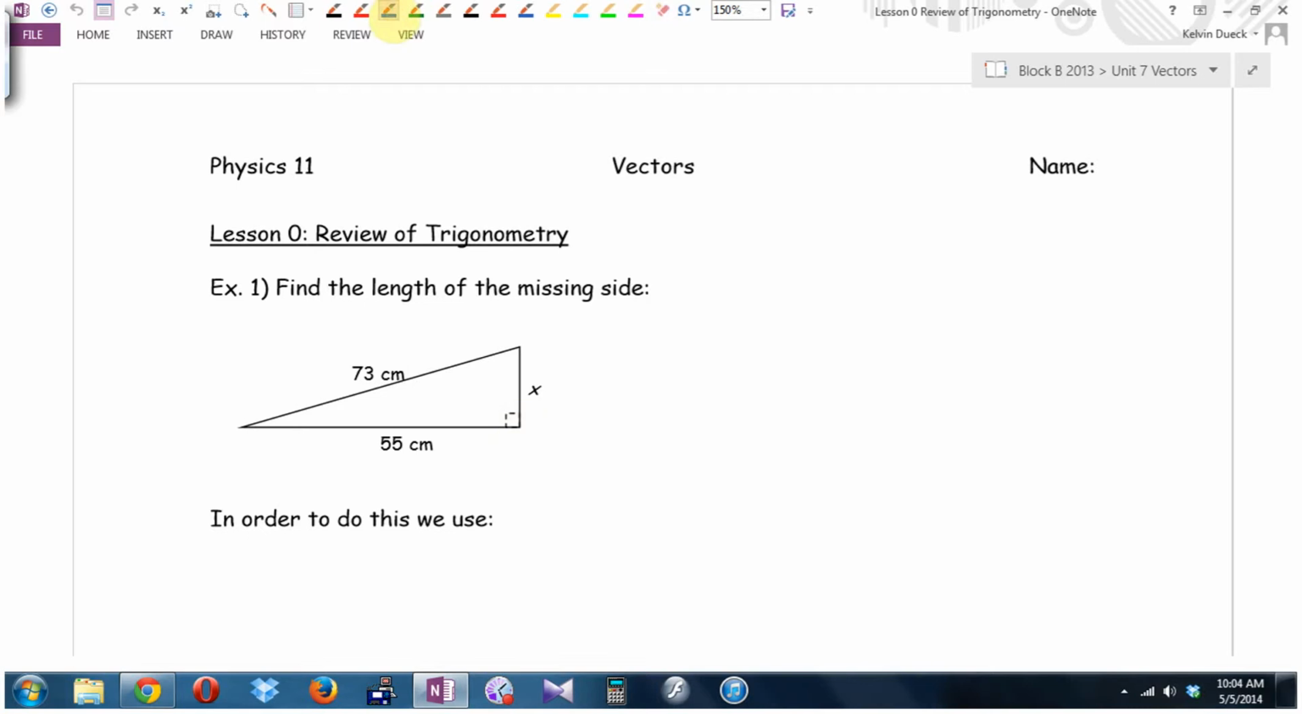So it says, find the length of the missing side. If you have two sides of a triangle, how can you find the third one? You learned this in Math 8. It's a famous theorem. Pythagoras. Okay, so I'm going to write down here Pyth. What is Pythagoras' theorem? A squared plus b squared equals c squared.